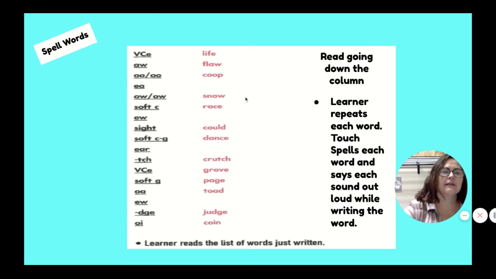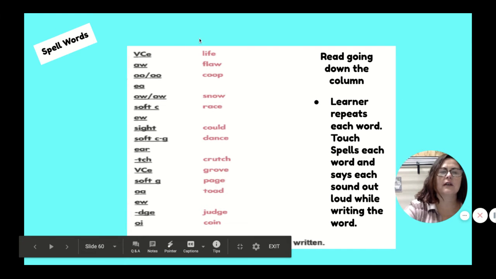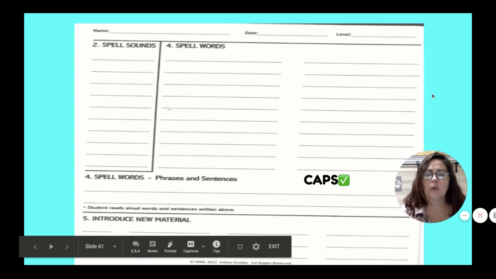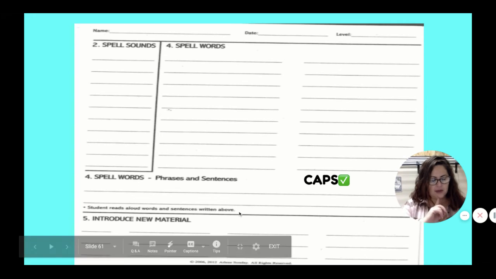If you notice, over here is a list of all the skills that we have learned, and we are practicing spelling those words and using all the skills we've learned. When you're finished, take a moment and read all the words that you have written out loud. Okay, now work to the spell words and sentences section. Down here, phrases and sentences, I should say.